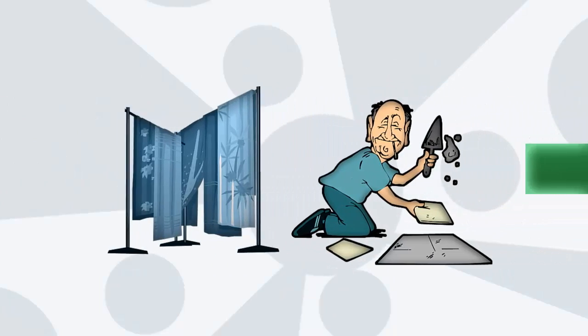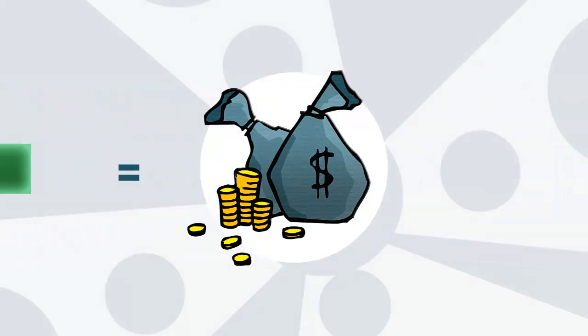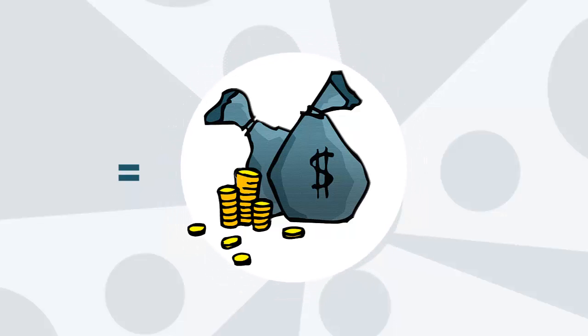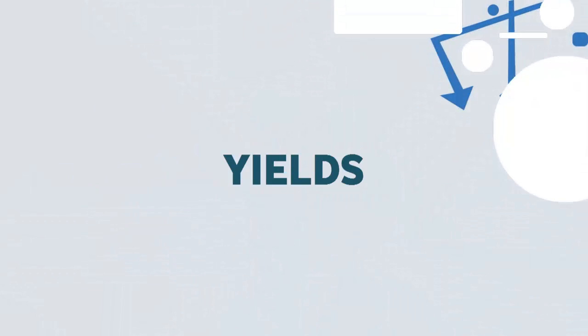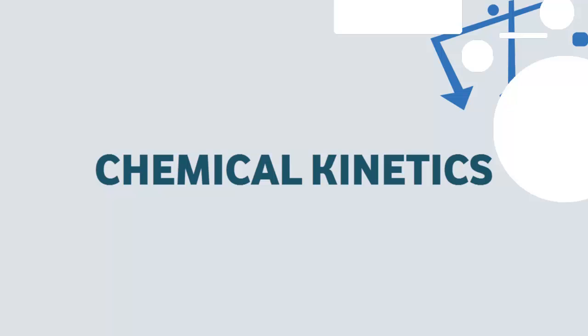In general, the rates of these diverse processes depend on the same variables, most of which, within a given time, can be manipulated to maximize outputs. In chemistry, we call these yields. When they slow down, they're called unwanted reactions. Reaction rate is the central focus of what we call chemical kinetics.